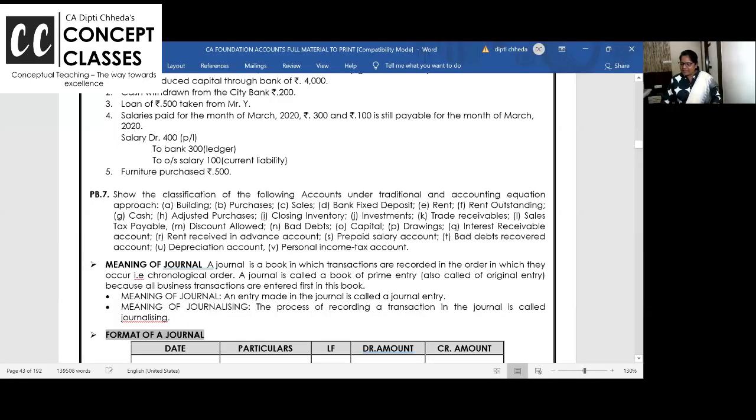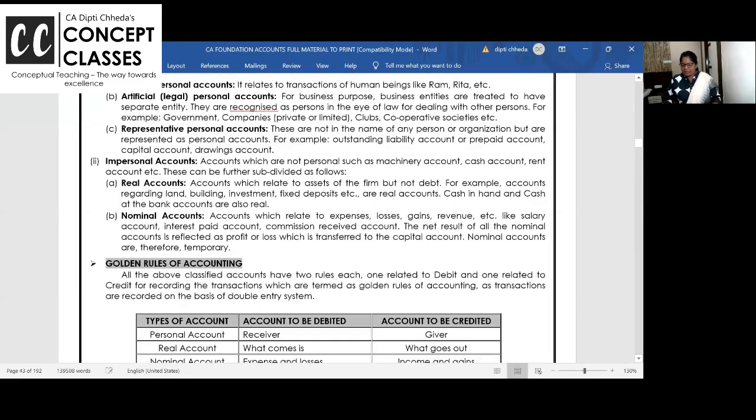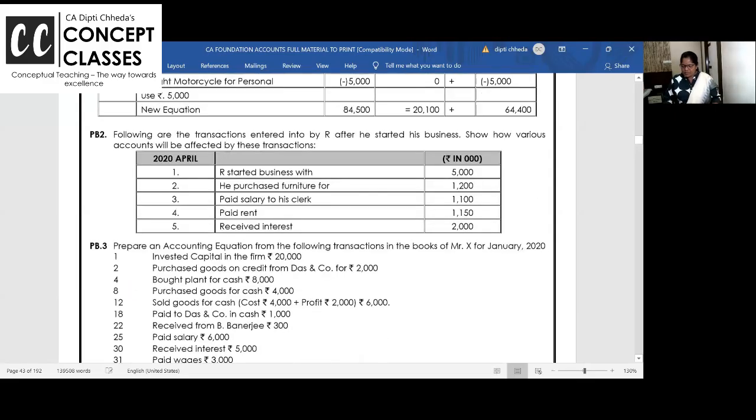Any doubt you are having in yesterday's class? You can ask. I made you do the whole journal entries. In one problem we have done both the methods. So let us check it. Let us do this like an equation.